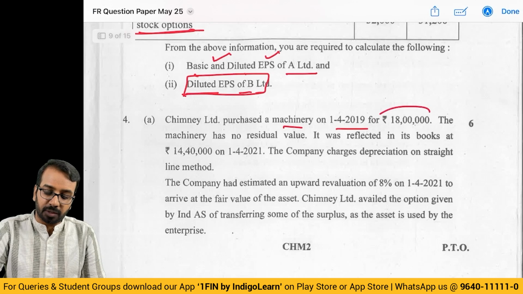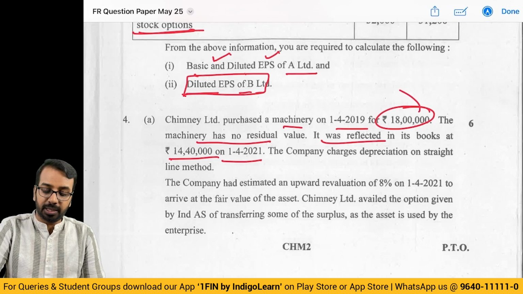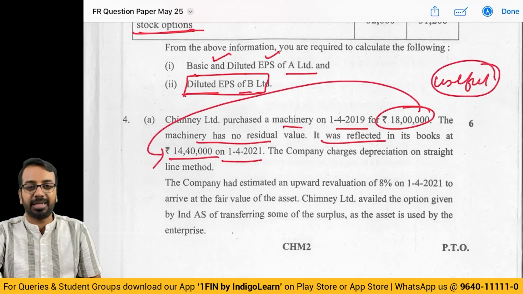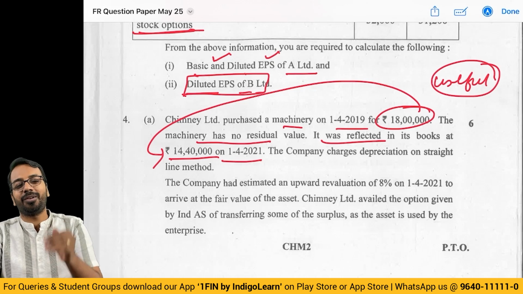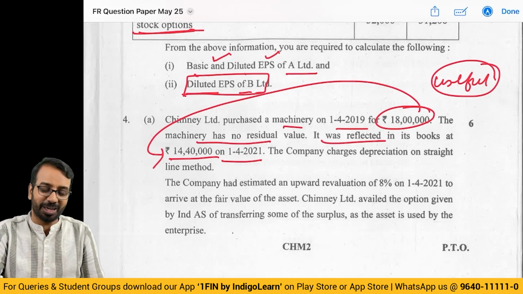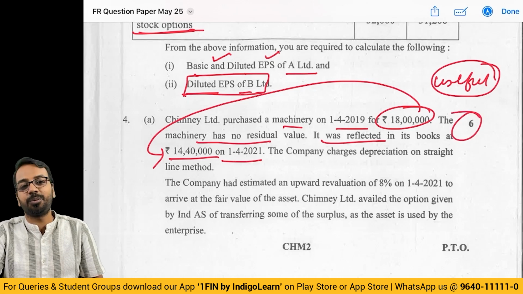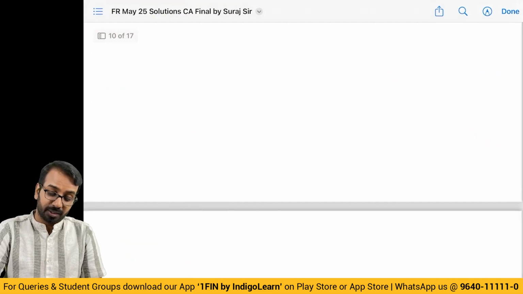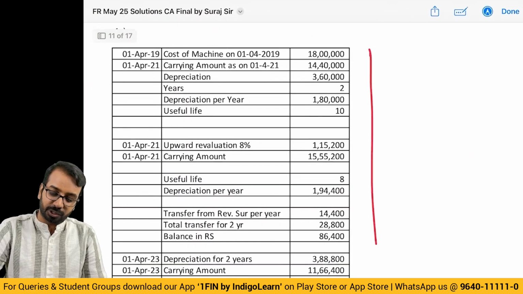Chimney purchased the machinery for 18 lakhs with no residual value, and it was revalued at 1440 on 1st of April. Now here we needed a trick to arrive at the useful life. That is the only trick in this question, and most of you have done this at CA Foundation level itself. Okay, so I would call it a bonus question because though it is lengthy in calculations, you can see the calculations very lengthy. I did a detailed calculation to be doubly sure.